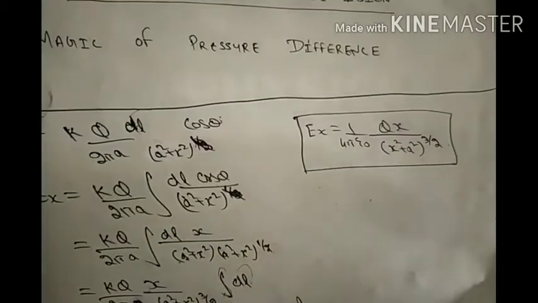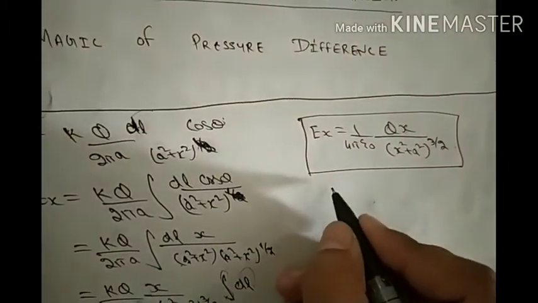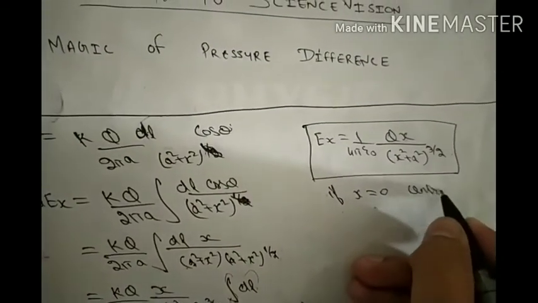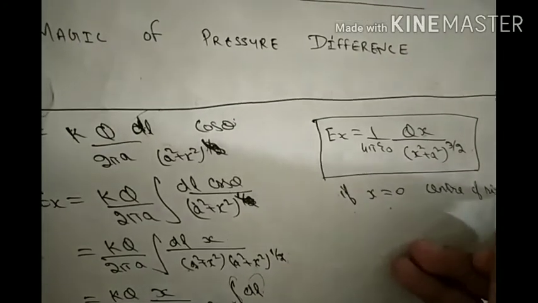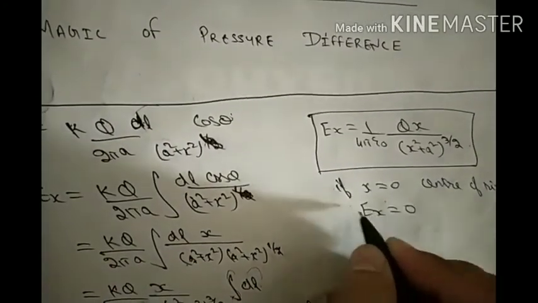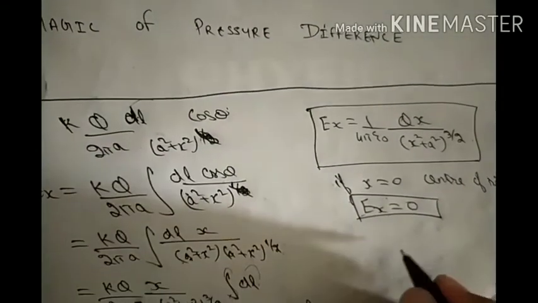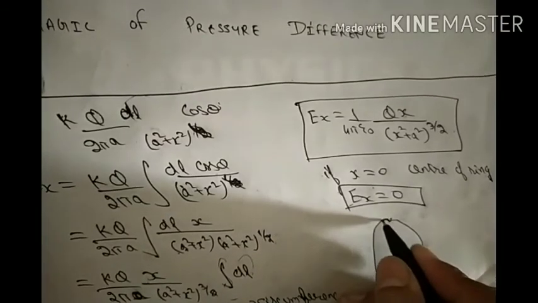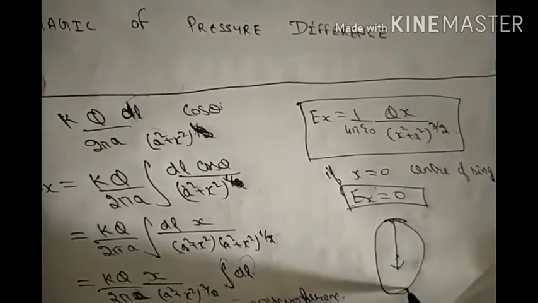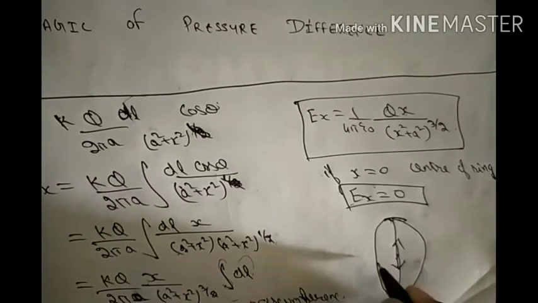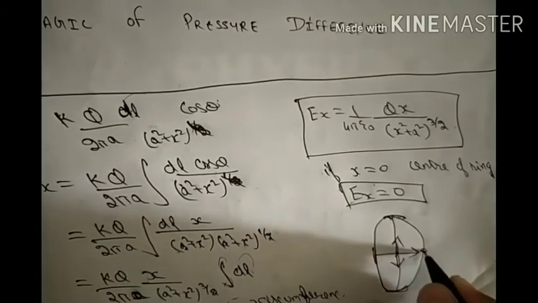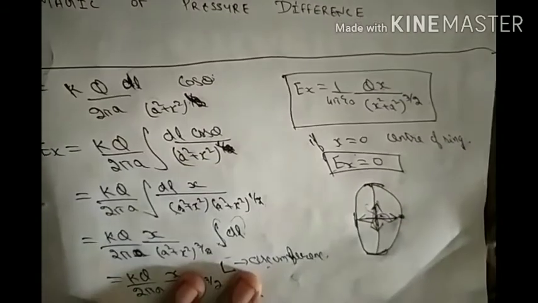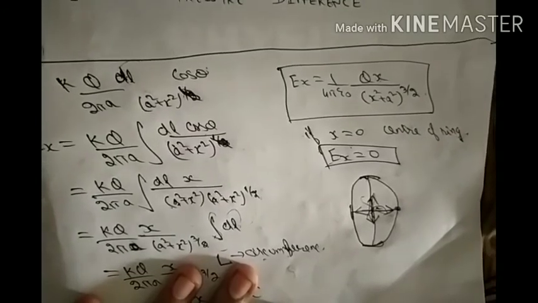And you can discuss the special cases. If x becomes 0, this point is the center of the ring, then the electric field becomes 0. So at the center of the ring there is no electric field, and you can see that from the diagram. Due to this portion the electric field is in this direction, due to this portion it is in this direction, and so on. All are equal and opposite, so they cancel each other, and at the center the electric field becomes 0.